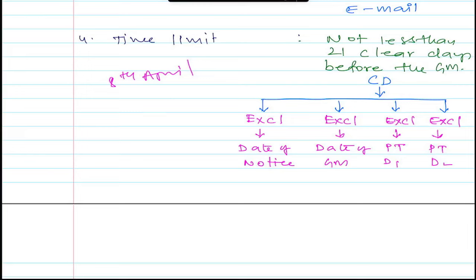Listening or not? Tell me, how to count? What should be excluded? Date of notice, postal transit day 1, postal transit day 2. 3 days excluded. The last date also should be excluded. After these exclusions, how many days should you clearly find? 21. That's why it is called 21 clear days. Understood? Don't make mistakes in the exam.